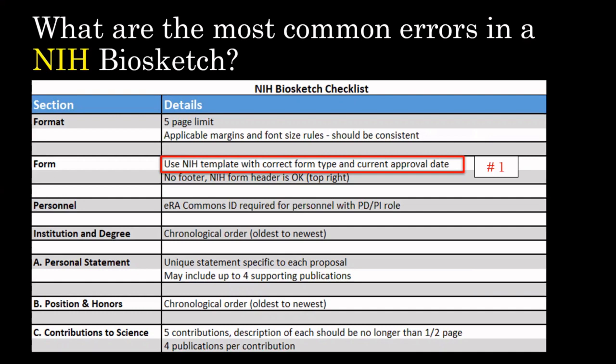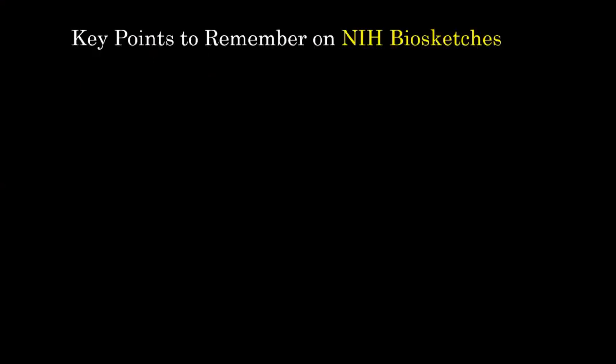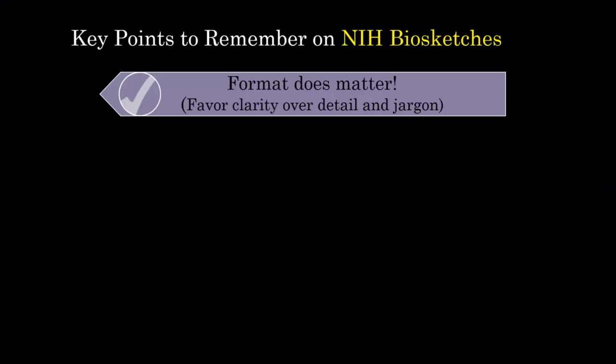This is the number 1 problem that we see in the SPO offices, that it's on the incorrect form. The second one is PIs try to add too many publications. And then the third one is that when you have a grant that recently ended, it needs to be moved over to completed, and because it's expired, it's no longer a current grant. So that's the other most popular error.